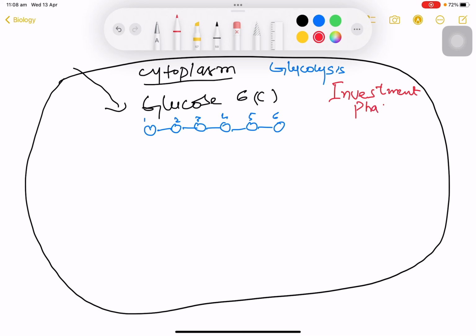In the investment phase, as you know that when you start a business, to gain profit you need to invest something. As we need to produce ATP, for the production of ATP you have to invest ATP. So how many ATP are we going to invest? A total of 2 ATP, and we will see how many ATP will be harvested. Anyways, the first step is the investment phase, in which 1 ATP is going to get attached at carbon number 6 of glucose.